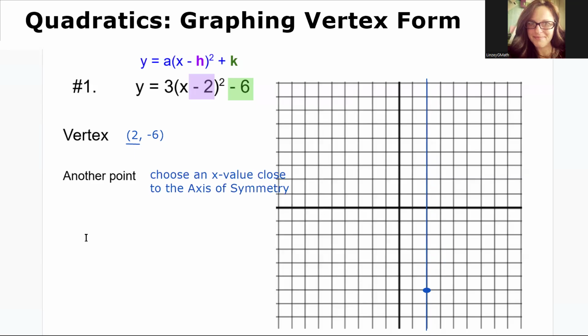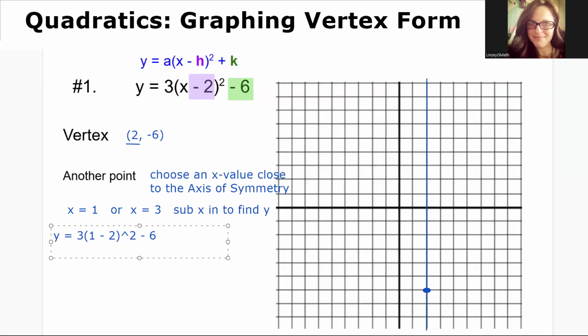Let's use x equals 1, or you could use x equals 3. We're going to substitute x in to find y. I'm going to do x equals 1 and substitute 1 in for x. And then I'm going to use my order of operations to simplify.